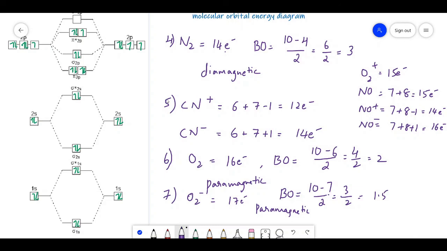So you take some examples in the same way up to 20. You take fluorine. So fluorine is 18 electrons, and try to fill these 18 electrons in, and find whether it is paramagnetic or diamagnetic and what is the bond order.